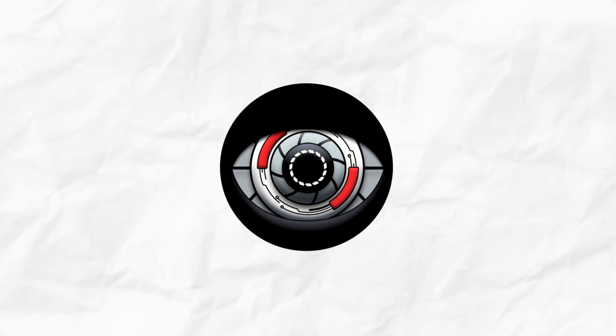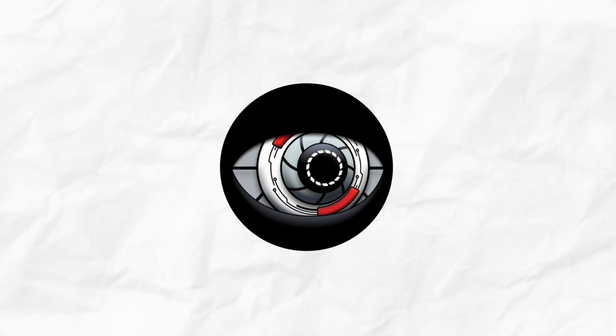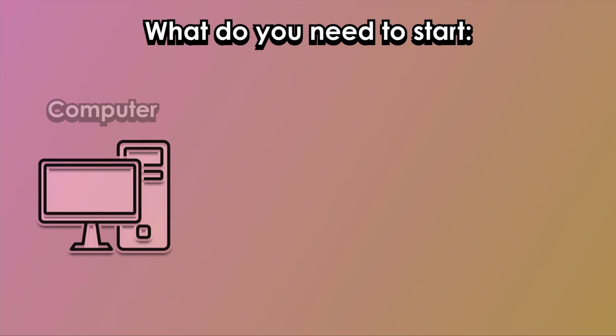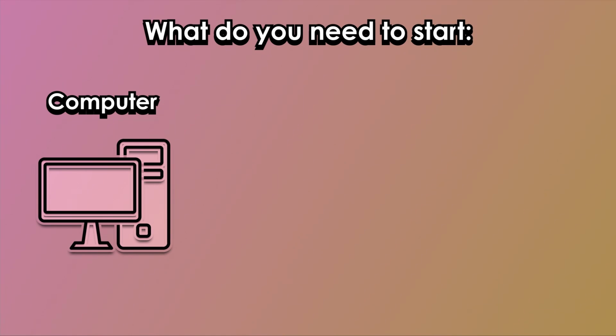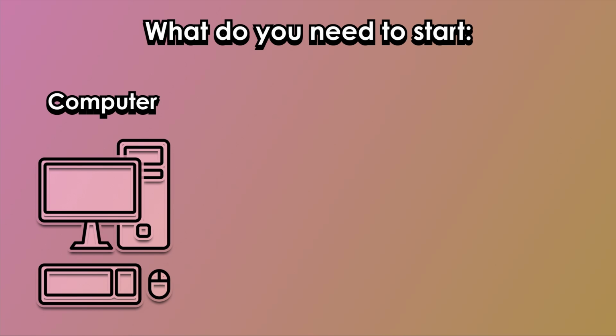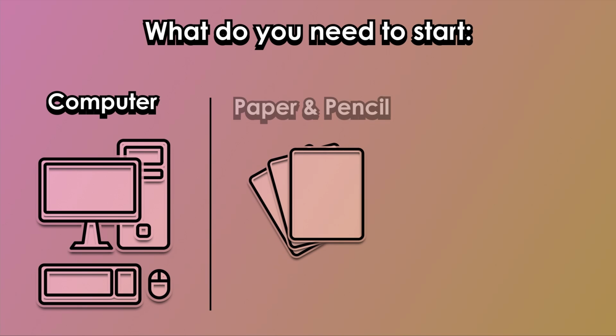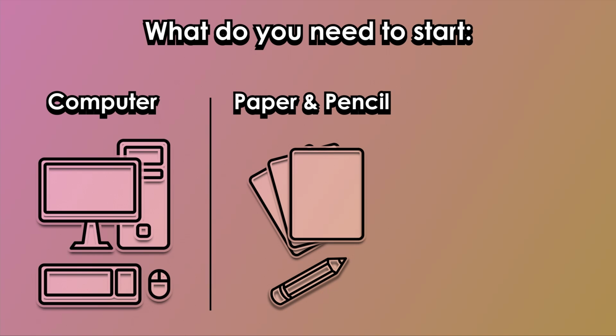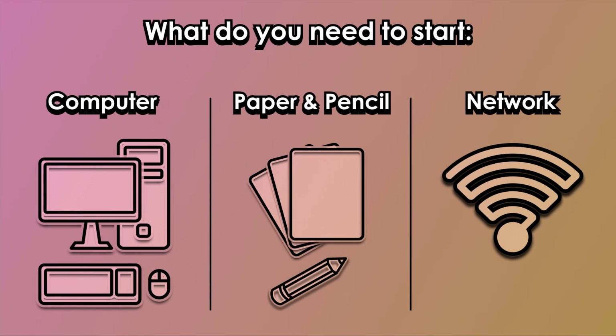Let's see what you need to start your vector design journey with Figma. First of all, you need a computer, obviously. You don't need any drawing tablets or stuff like that. Just a simple mouse and keyboard will suffice. A few pieces of paper plus something to draw on the papers with. And you'll also need an internet connection because Figma is an online software.